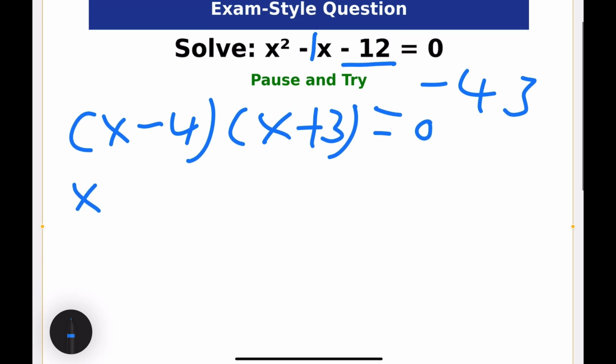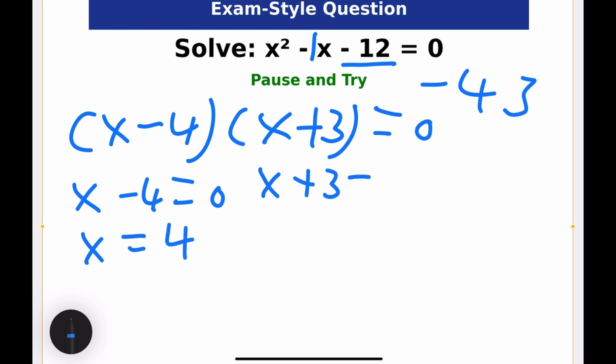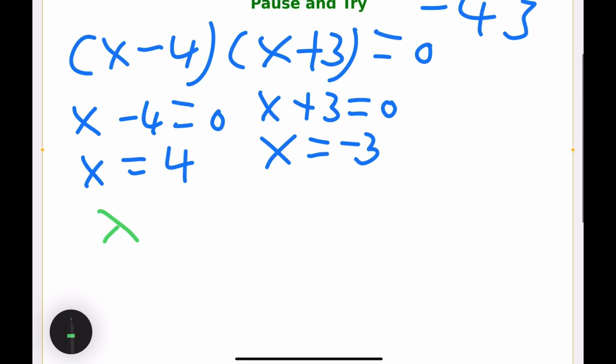So x minus 4 is equal to 0. So if we add 4 to both sides, we get x is equal to 4. Then we have x plus 3 is equal to 0. So let's subtract 3 from both sides. So we get x is equal to negative 3. We have x is equal to 4 or x is equal to negative 3. So those are your two solutions.